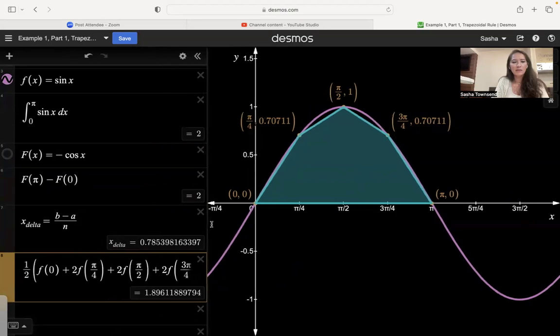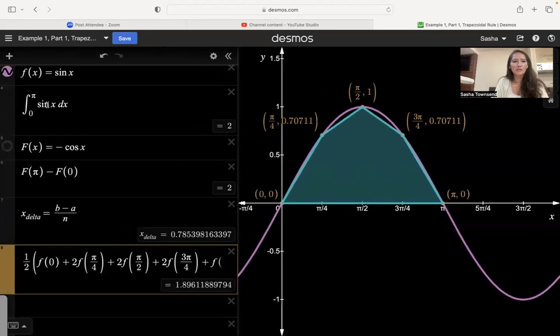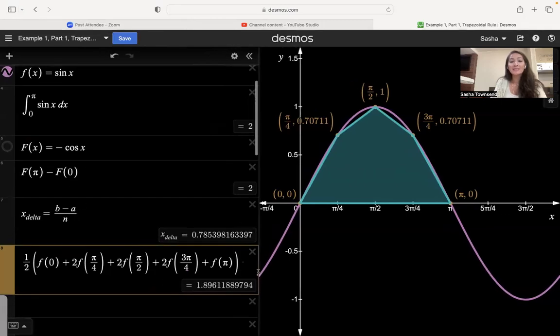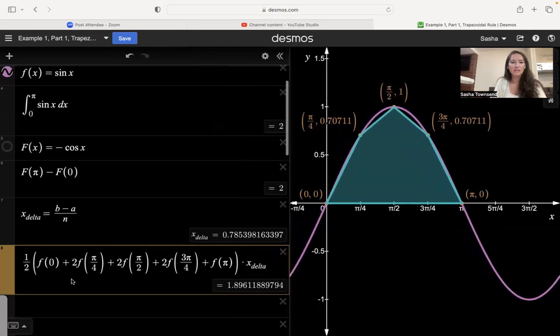The trapezoidal method is something that I would use if this function was something that I couldn't take the antiderivative of. If I don't know what that closed form antiderivative is and I can't get an exact answer, I might use this. But it's still a good example to practice the computation. So you have 1/2 of the function value at the beginning and the function value at the end. We double all the function values in the middle, and then we multiply by that delta x. And we get approximately 1.896.